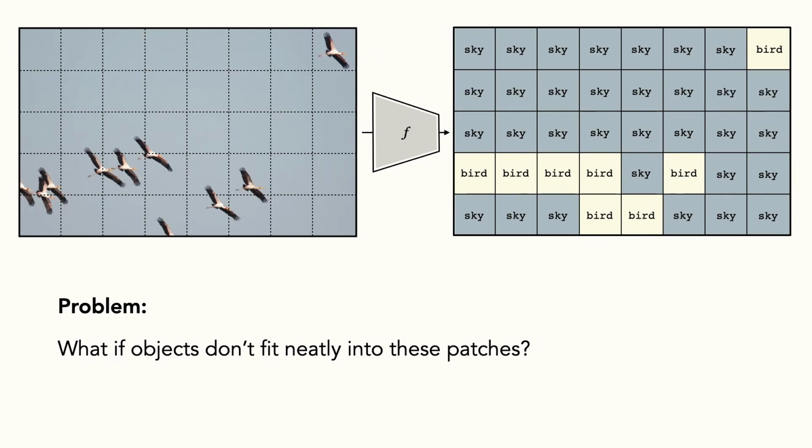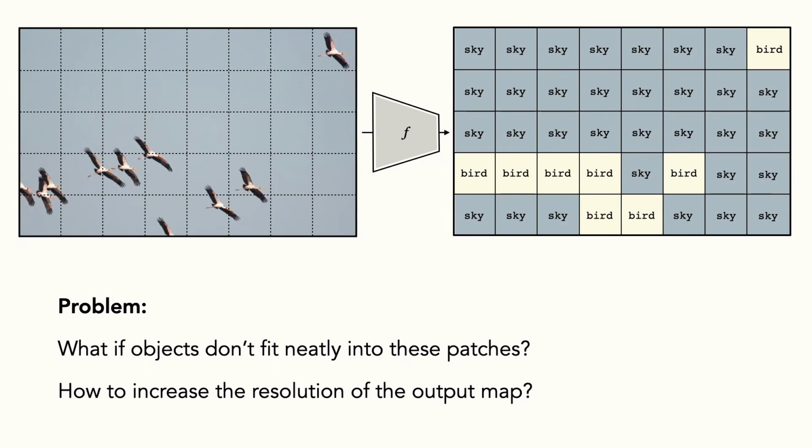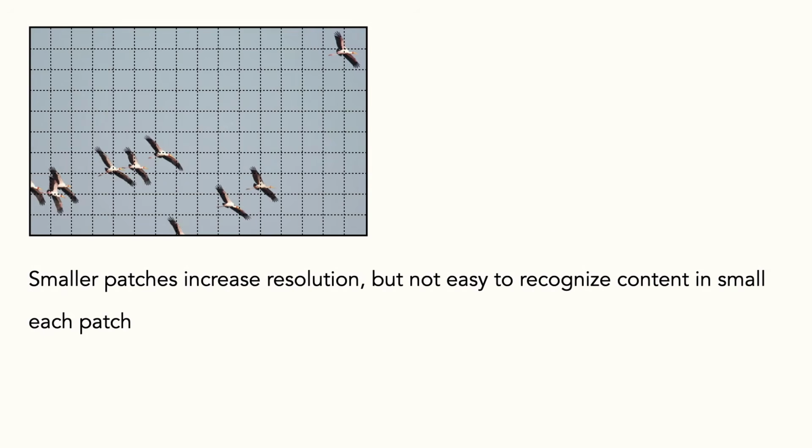Do you want that whole patch to be categorized as bird if there's any bird at all? Or do you want it to be whatever the majority of the pixels in the patch are? And so maybe we want a higher resolution output map, right? We don't want to just know at this really coarse resolution. We actually want a finer resolution of the output. So one way you could do that is to use smaller and smaller patches.